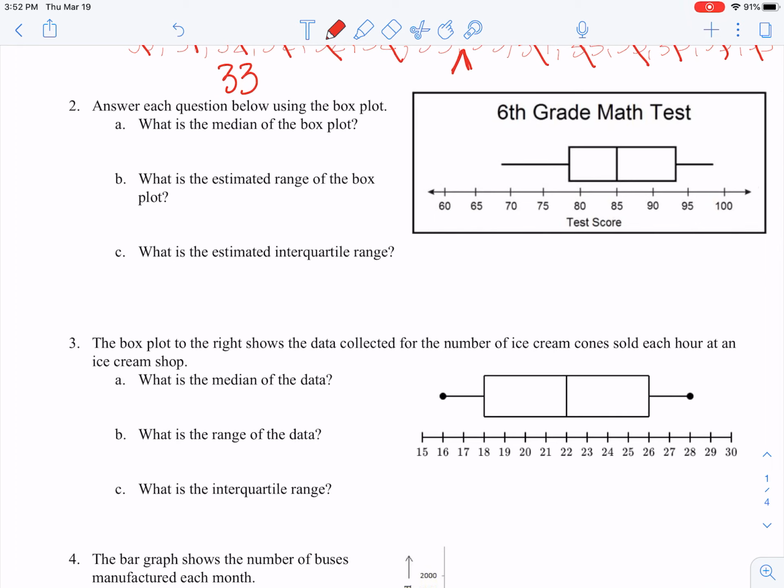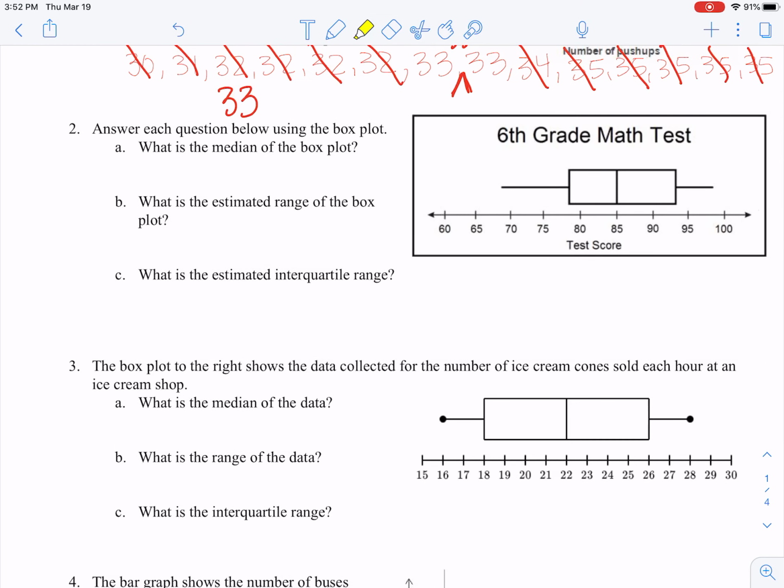Number 2, answer each question below using the box plot. So it says, what is the median of this box plot that is regarding the 6th grade math test? So I'm going to look at the median for this box plot. It's that middle line inside our box, which represents our median. So it says that's at 85.